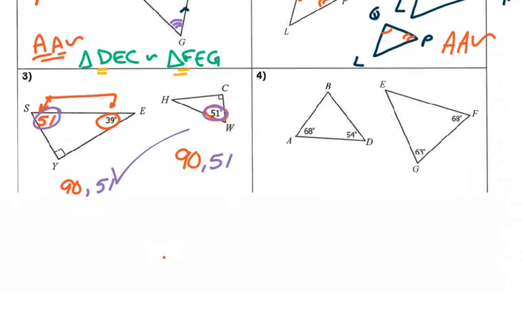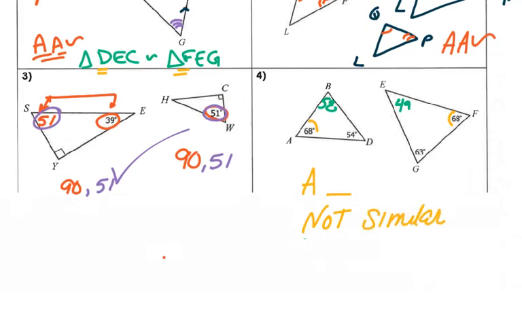And lastly, number 4, we have been given two angle measures in each triangle. So let's go ahead and find the third angle in the triangle on the left here. And we get 58 degrees. And if we find the third angle on the other triangle, we find 49. And it looks like they only have one pair of angles that are congruent and nothing else. So we cannot say that these triangles are similar. We will say that they are not similar.